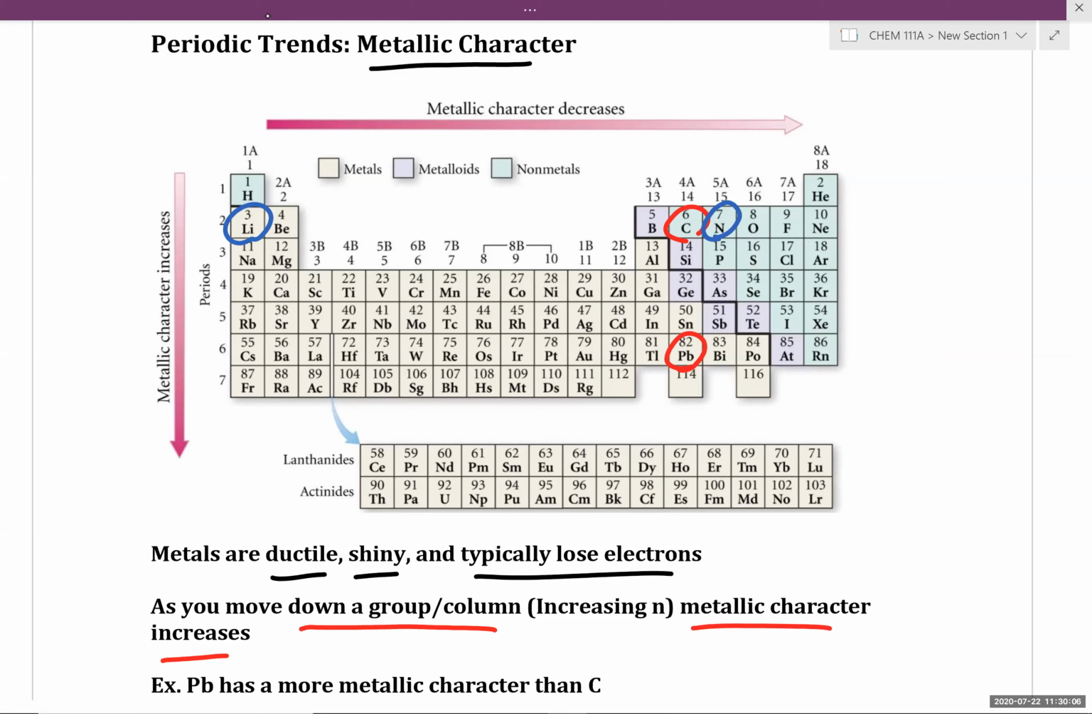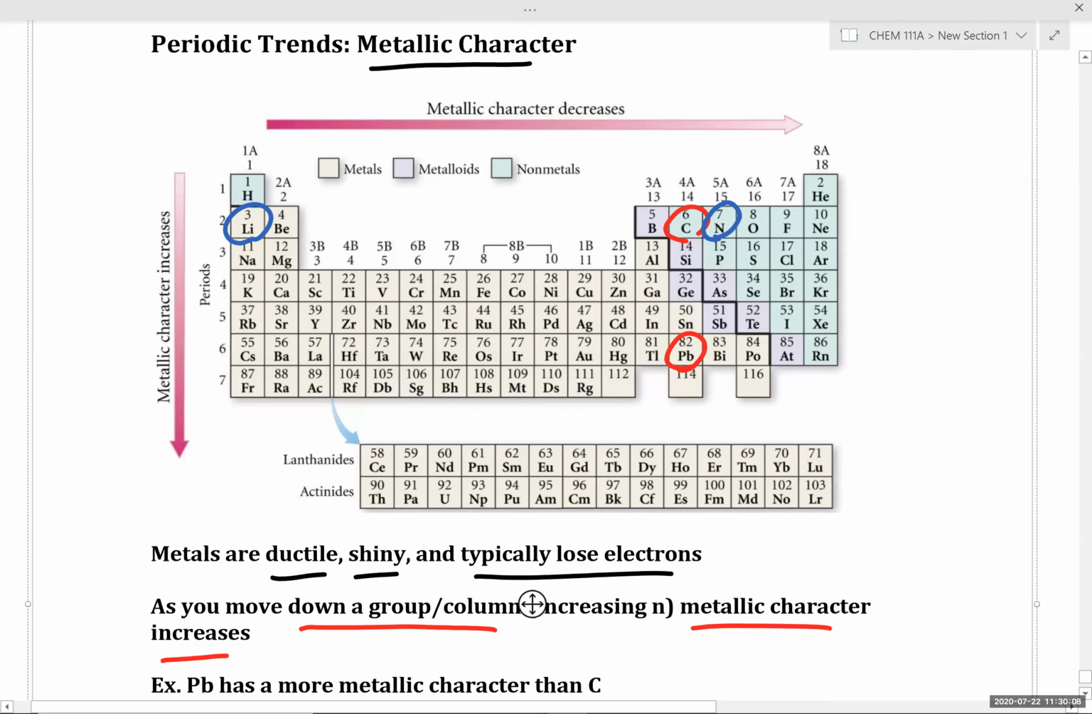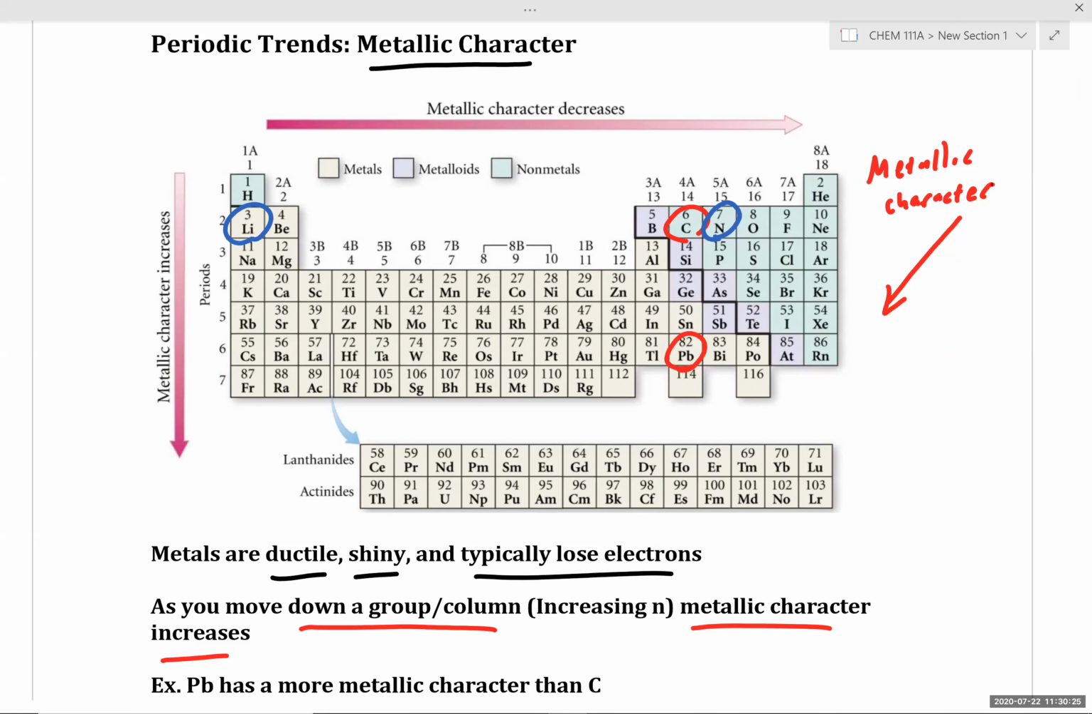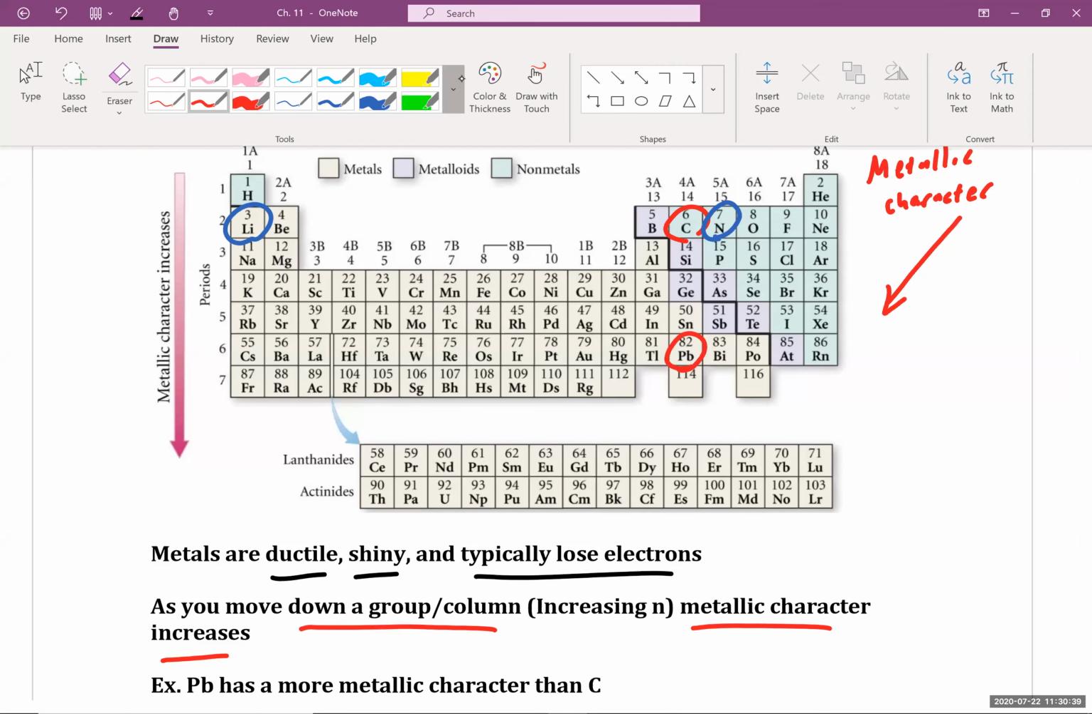So if I'm wanting to draw an arrow for metallic character, I would draw an arrow going down and to the left. So this is metallic character. I often like to summarize these rules in terms of arrows, as it makes it a little bit easier for me to remember these periodic trends. You can also know this intuitively by the fact that metals are primarily on the bottom left of the periodic table, and metals, by definition, exhibit more metallic character. However you want to think about it.